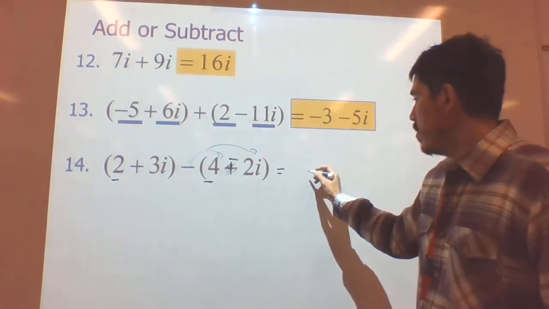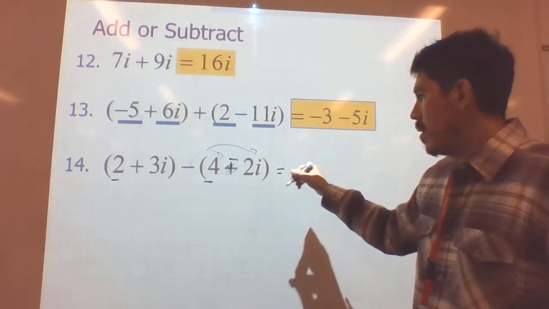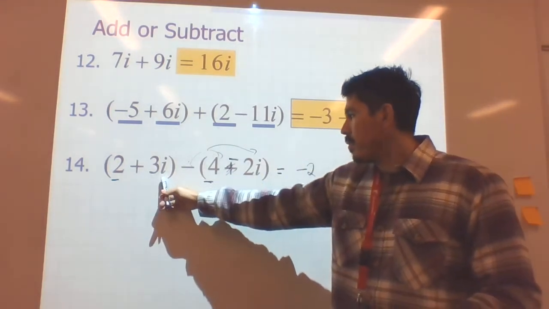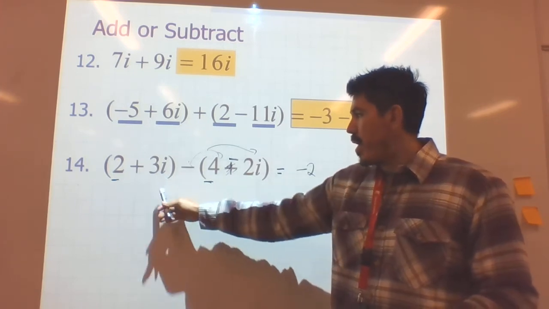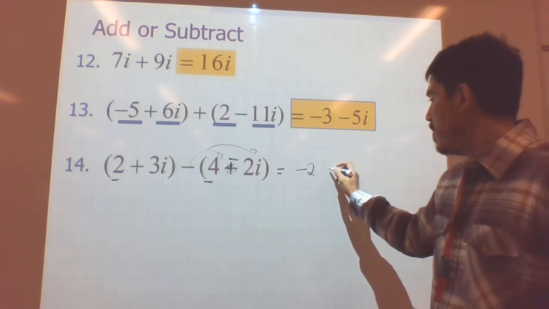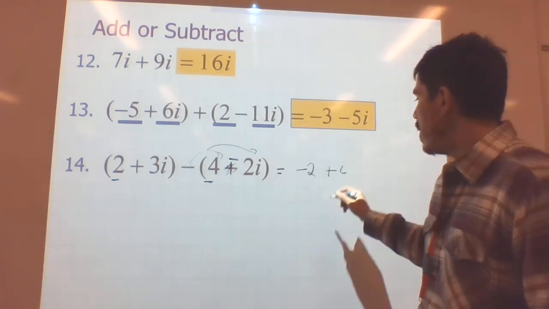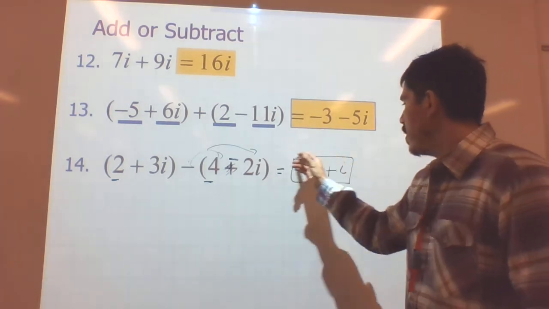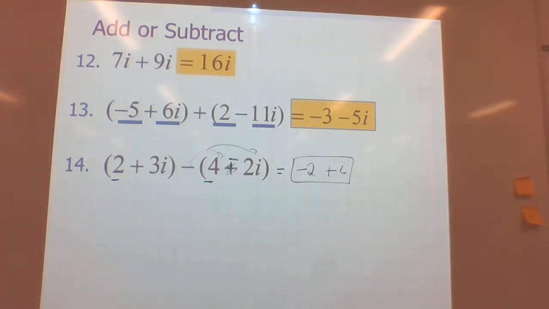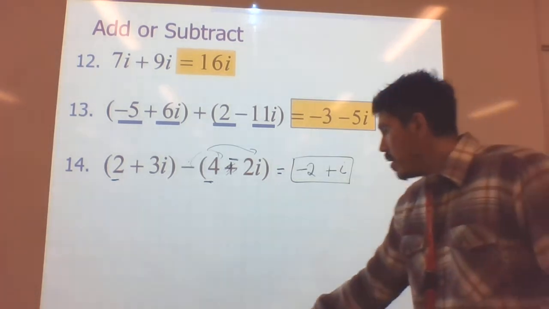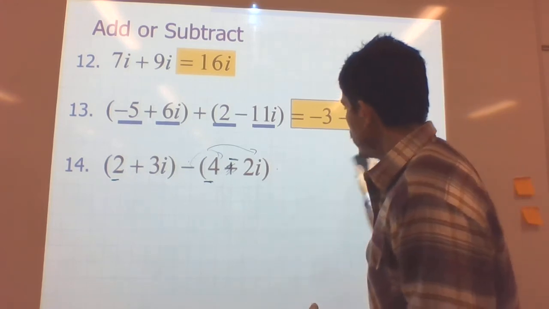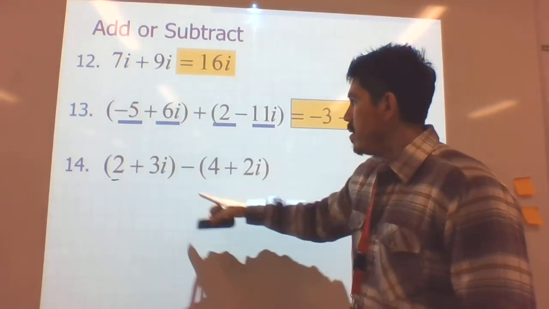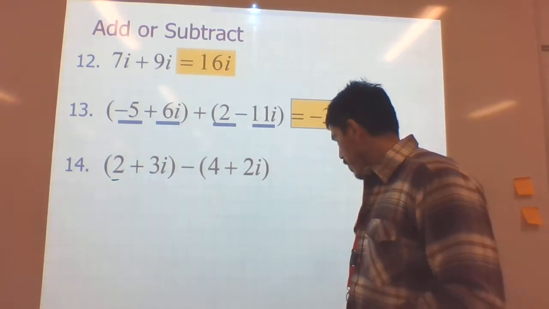So we're going to get a -2. 3i. Again, it used to be a +2i. Now it's going to be a -2i. So we have 3i minus 2i, which is going to be a positive i. And there we go. And that's adding or subtracting complex numbers. The tricky part is just if there's a negative symbol, we have to distribute.